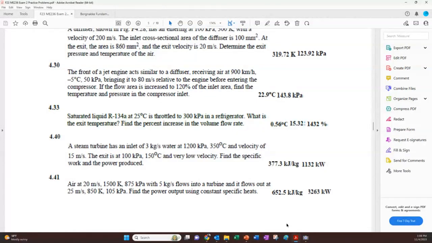So we want to find the specific work. That's interesting. And the power. Okay, that's good. Okay, so we want to find lowercase w, and then uppercase W dot.